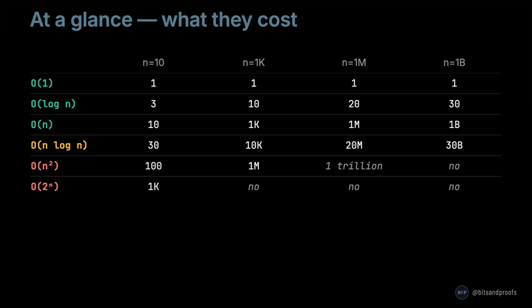O of 2 to the n. 1,000 operations at n equal 10. Past that, infeasible at every scale. The class to avoid in production.